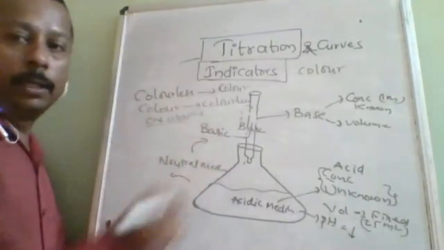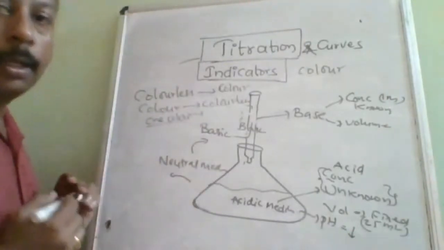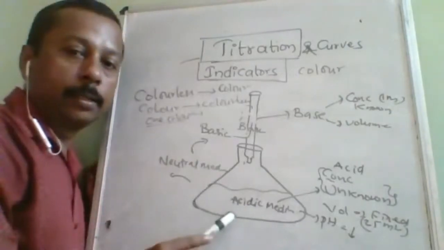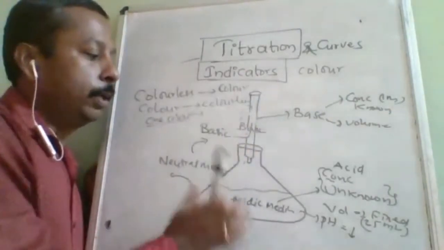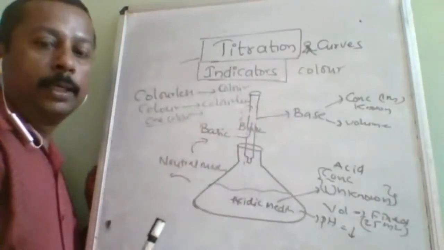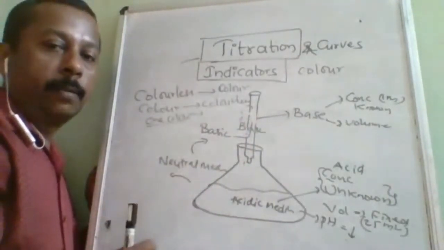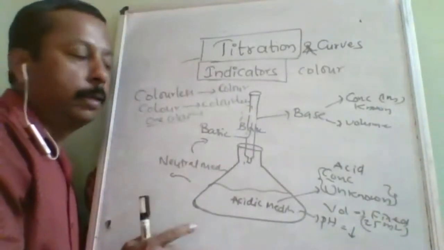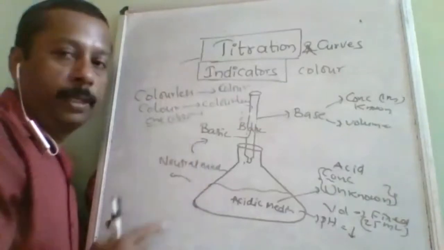One color can change to another color, or initially when it is kept in acid it is colorless. Slowly the depth of the color will increase because base is being added. At a certain point of time there will be a sharp increase in the color. That means it indicates that it is a basic medium.